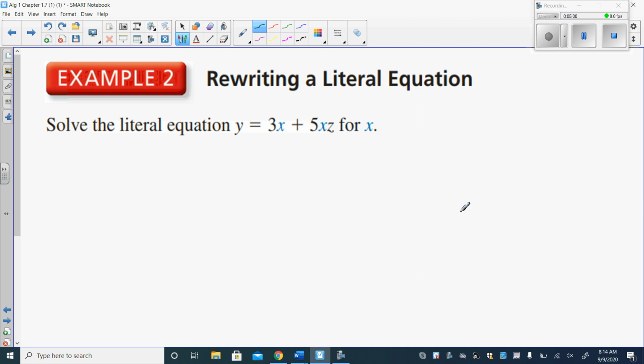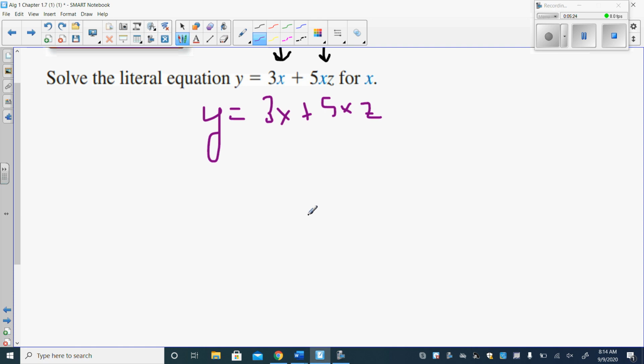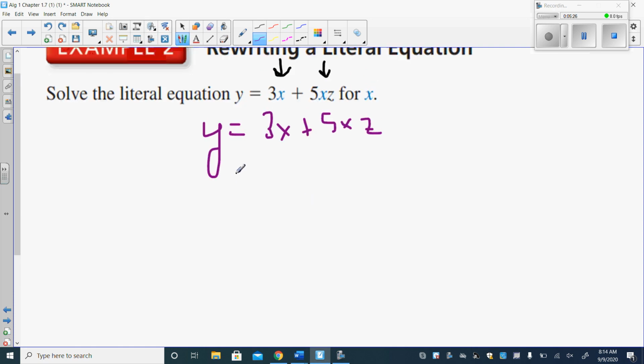Now this here is another example of solving literal equations. Now when we look at this here, we'll notice that we have two of the same variable. We have x and x here. 3x plus 5xz. Now since we're solving for x, we got to get x by itself.